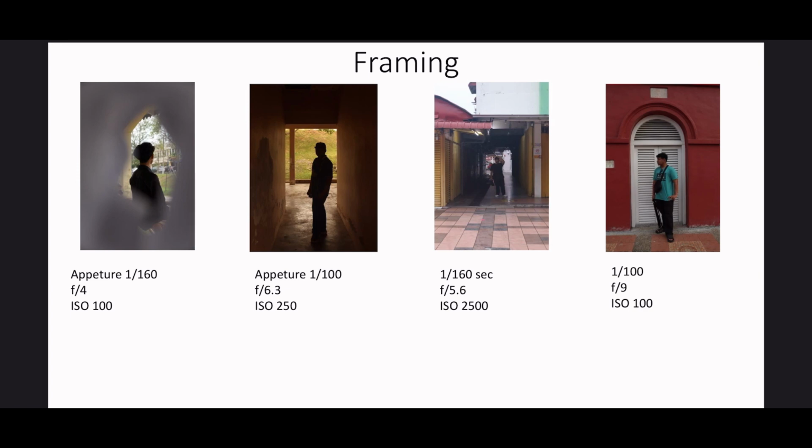This can help draw attention to the subject, add depth to the image, and create a more visually appealing composition. Framing can be done using various elements in the environment, such as natural or man-made objects, to enclose, surround, or highlight the subject. Here are some ways to use framing in photography.